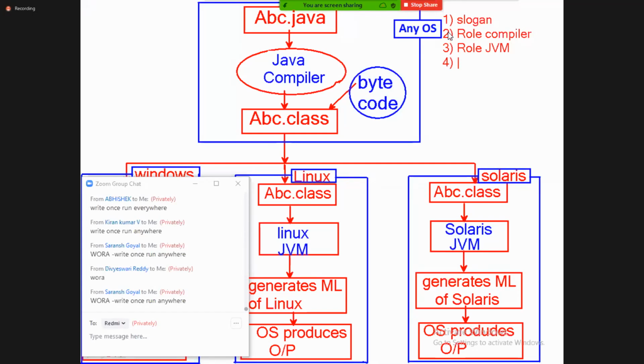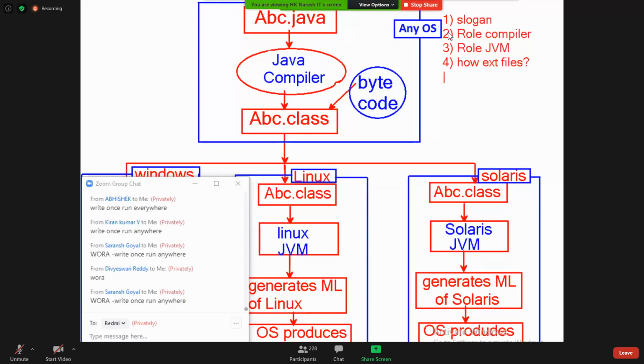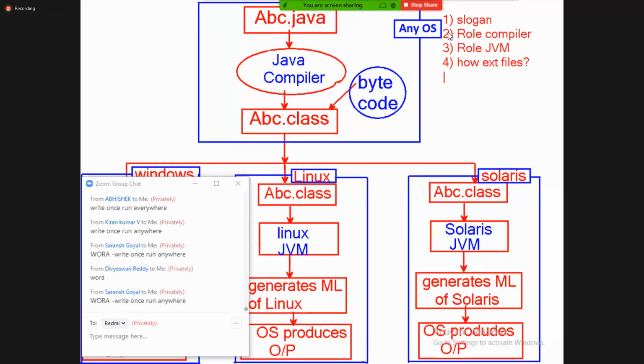In Java, how many extension files do we have? If we take C language, we have 3 extension files. If we take Java, how many extension files are there? Sorry, 2 extension files are there. Number 1, .java. Number 2, .class. Source code and compiled code. We do not have exe files in Java. And then what is the 5th point?